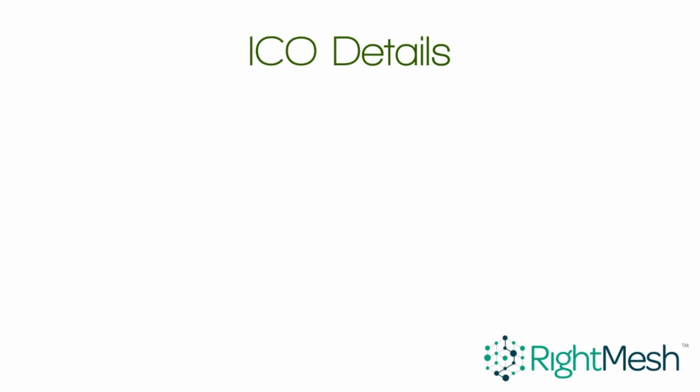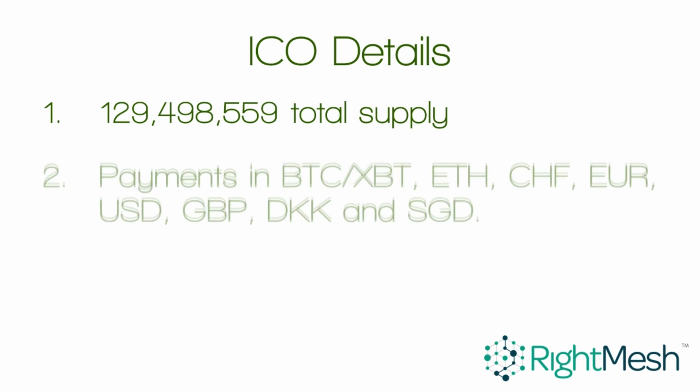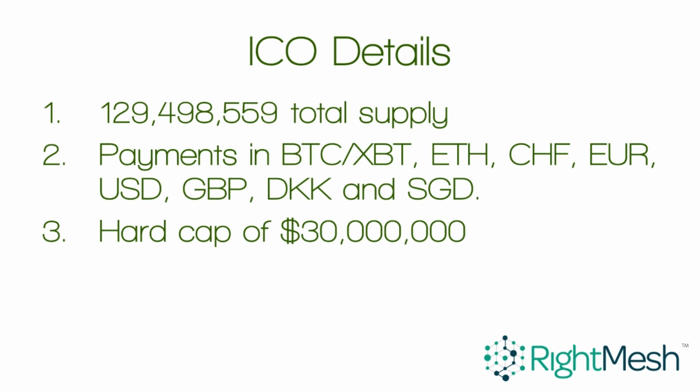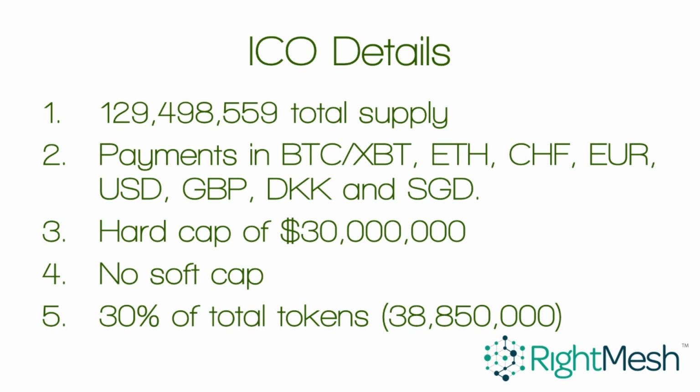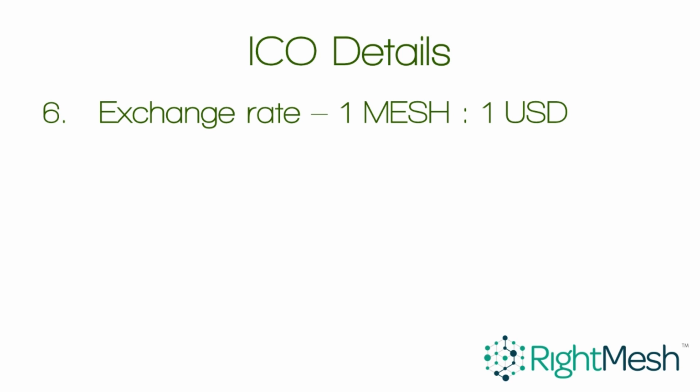So these are the ICO details. There will be a total of just under 130 million supply. Payments will be accepted in Bitcoin, Ethereum, Swiss franc, Euro, US dollar, pound sterling, Danish kroner, and Singapore dollar. There will be a hard cap of $30 million. There will be no soft cap. They've already raised $7 million in their crowdfunding so far. 30% of the total tokens, numbering 38,850,000, will be distributed to the public during pre-sale and general crowd sale. And the exchange rate for tokens will be 1 mesh to $1 US.